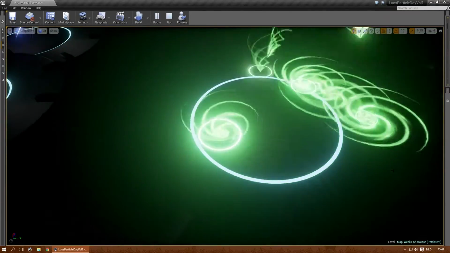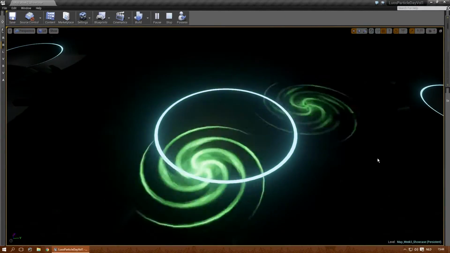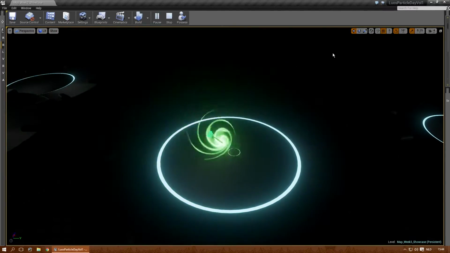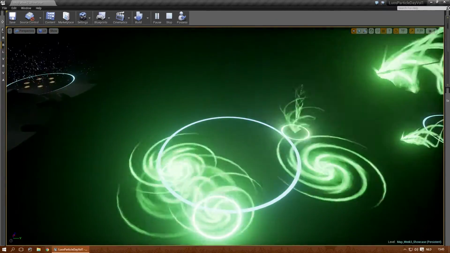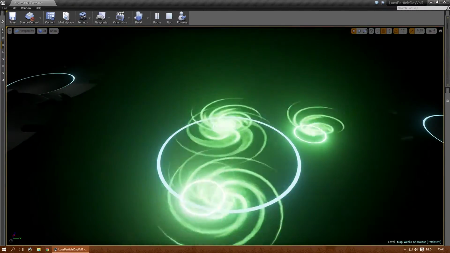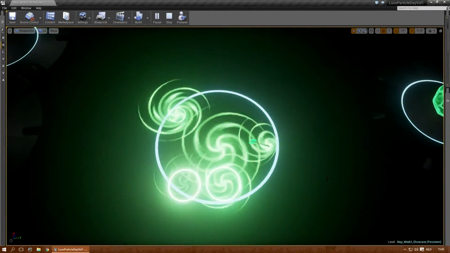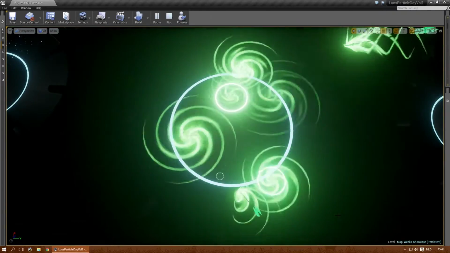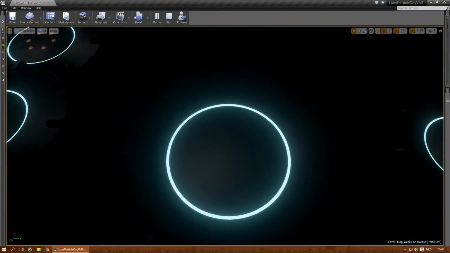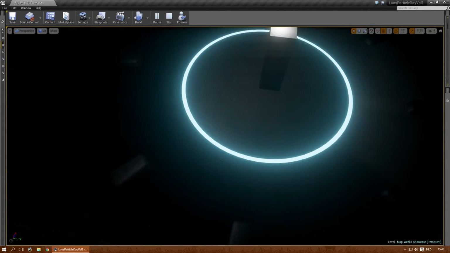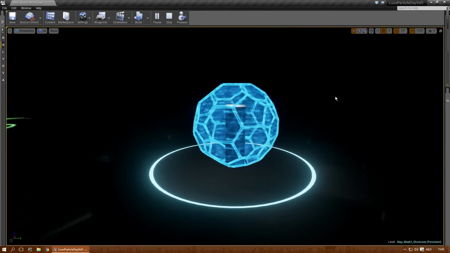And here we have Arrow Rain. Don't think this one needs an explanation either. Okay, once more. Okay. This one is called Hexafield.